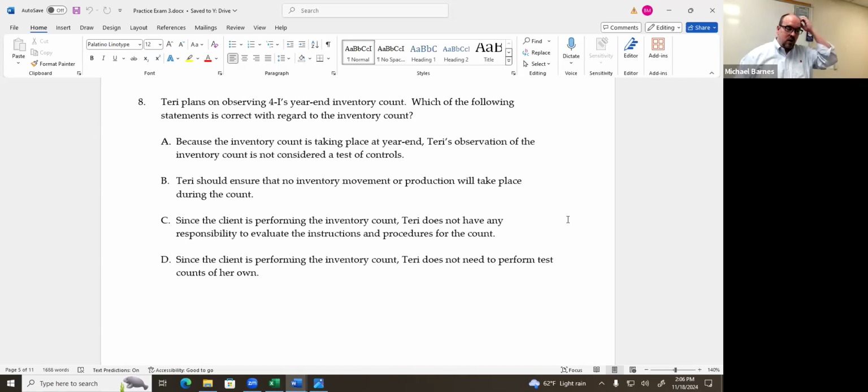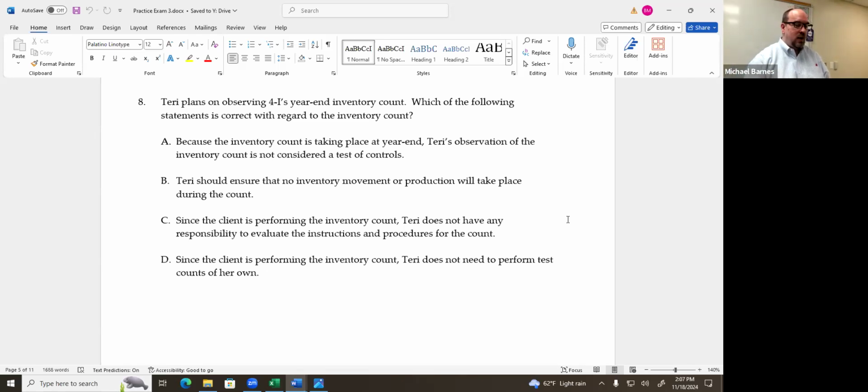Terry should ensure that no inventory movement or production will take place during the count. What do you guys think about that? Is that a valid statement? That is a valid statement. We don't want inventory moving around if we're trying to account for it, okay? Imagine that you're trying to do a count of something and people are just constantly taking things, like, stop that, okay? That's what you're going to be doing. So no inventory movement if possible. So B is our answer, but let's go through the rest.